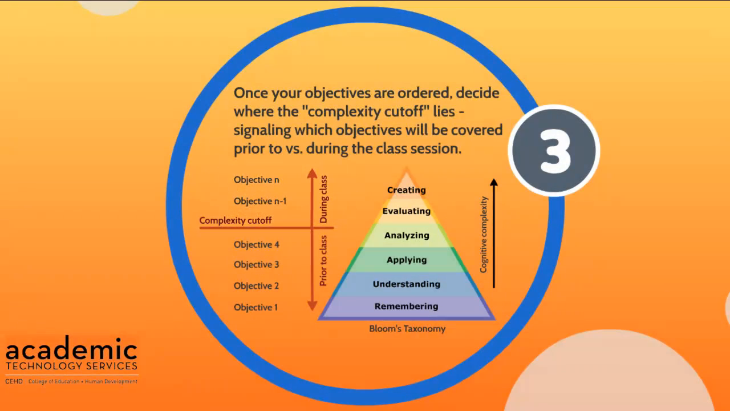If you used Bloom's taxonomy to assist you in the organization process, the place where the complexity cutoff lies will vary for every session, and you should not be concerned if one class session ends up with a cutoff at the analyzing level and another at the level of understanding. When this step is completed, you will have two lists of objectives, one that will be covered prior to class and one that will be covered during class. And now you're ready to put together your learning activities.